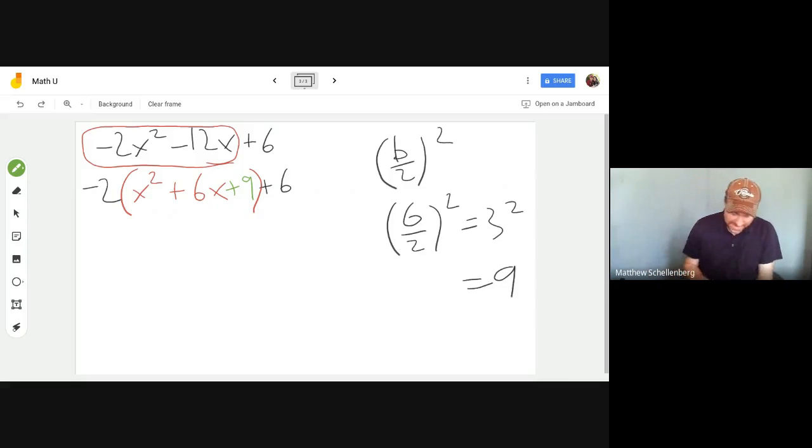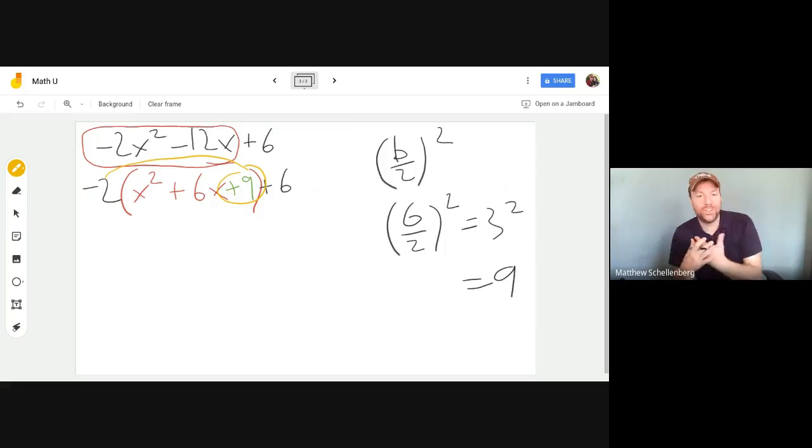What do you mean subtracted 18? Well, look again closely. In order to get this plus 9, if you FOILed this out, if you distributed this out, it would be negative 18. And so what we contributed to this expression is we actually subtracted 18. So in other words, we have to add 18 on the other side because we have to balance that out so we're not changing the value of the expression.